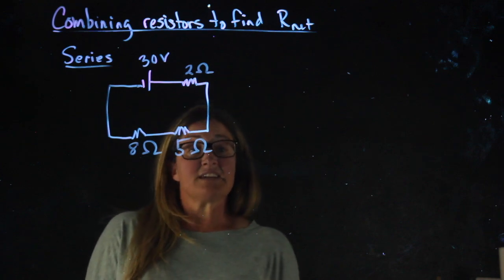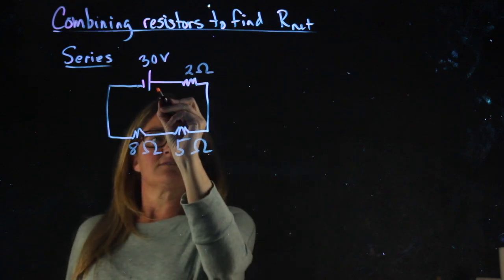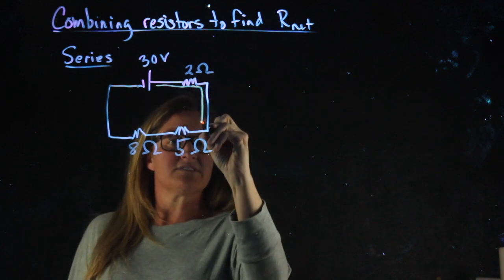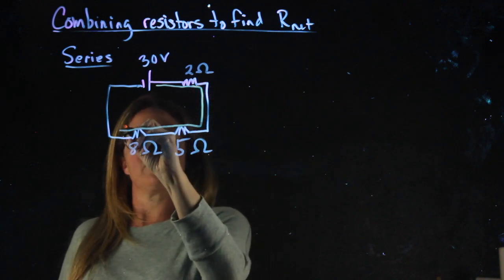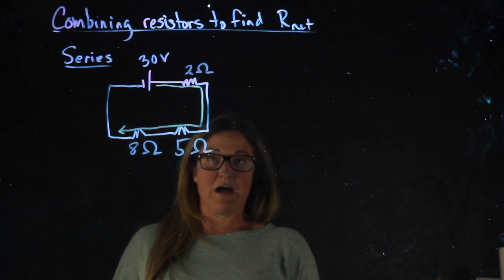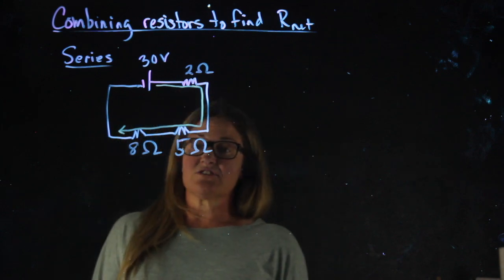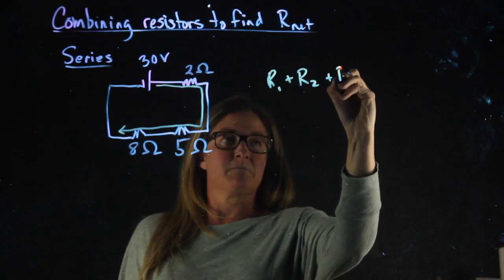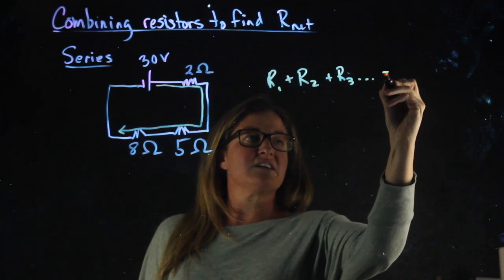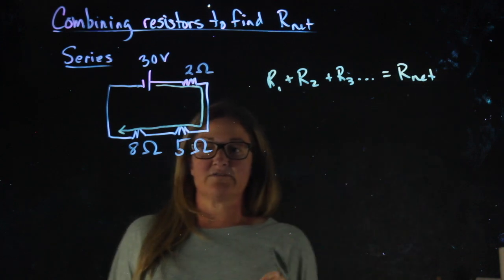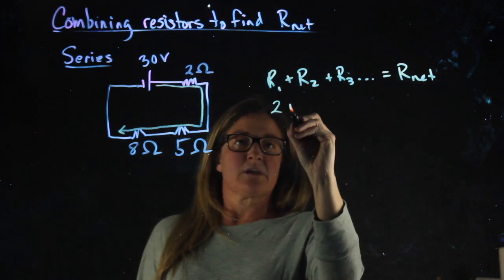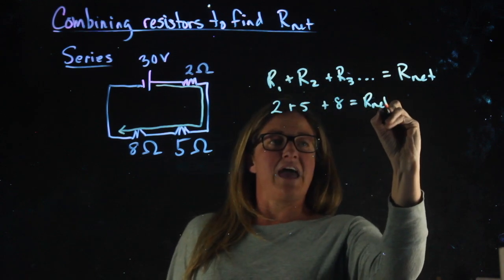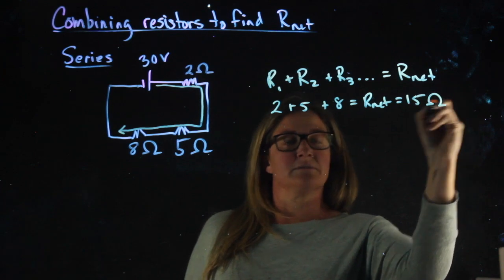What makes this series rather than parallel is that as the current travels, there's no branching. After going through the 2 ohm resistor, we'll go through the 5 ohm resistor, then through the 8 ohm resistor, and back around. When you have resistors in series, you simply add them up mathematically. However many resistors there are in series, you add those values. So here, 2 plus 5 plus 8 gives me an R net equal to 15 ohms.